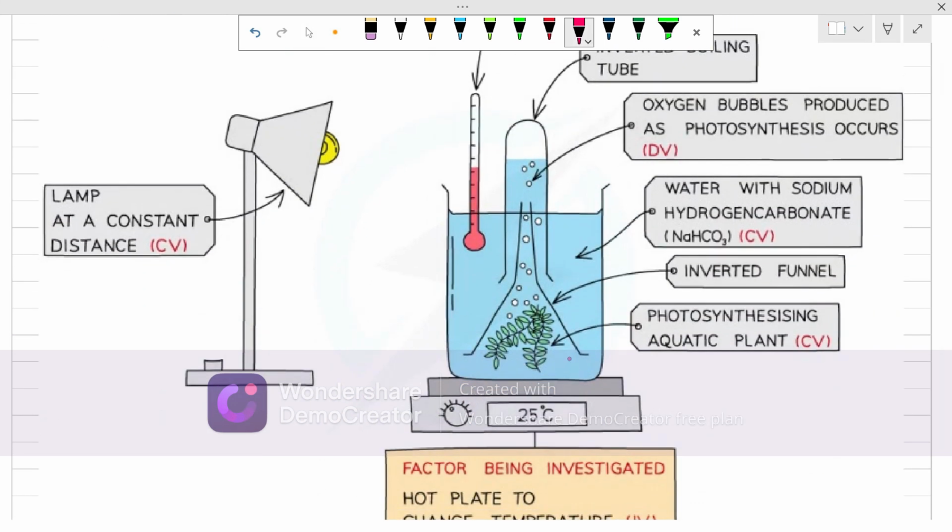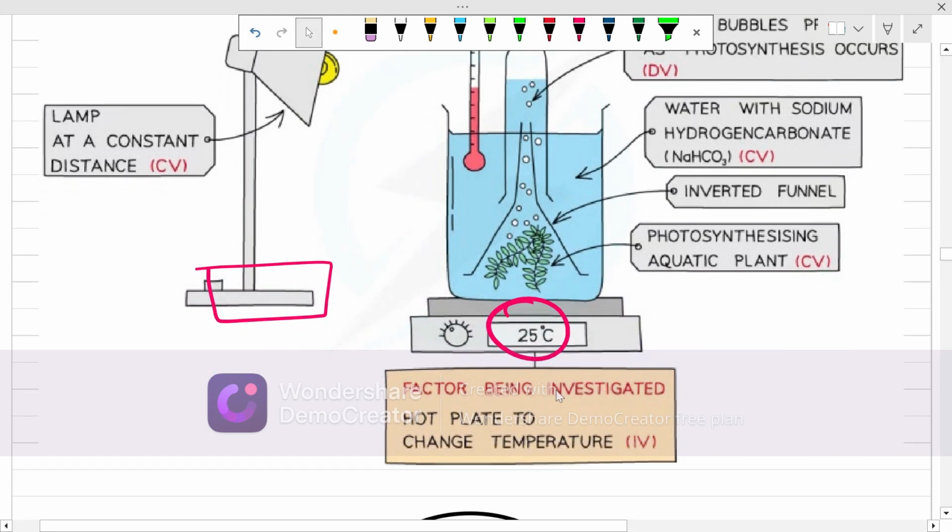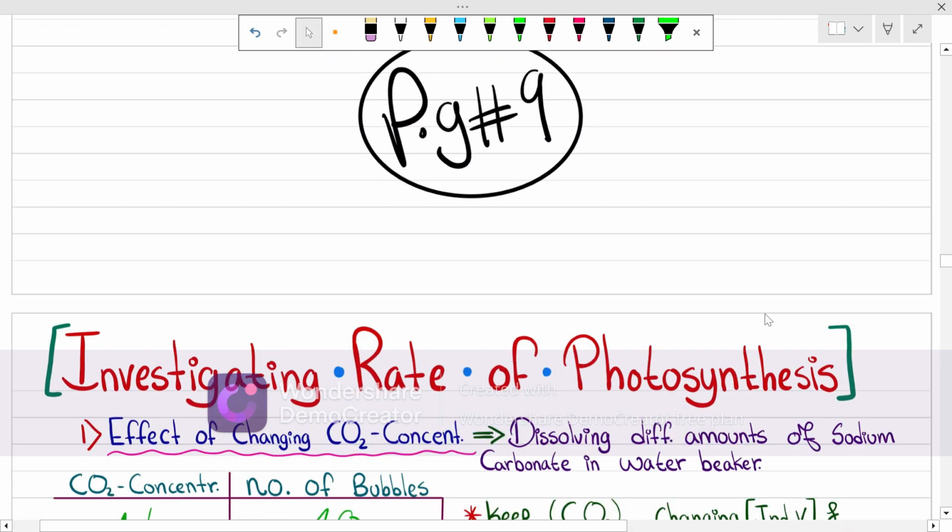This is to measure the temperature of the beaker. In this scenario, we're keeping the light intensity constant because this is the controlled variable. And we keep changing the temperature because temperature is the variable to be measured in this experiment. The factor being investigated is temperature, so this is the independent variable, and it must be changed at all times.